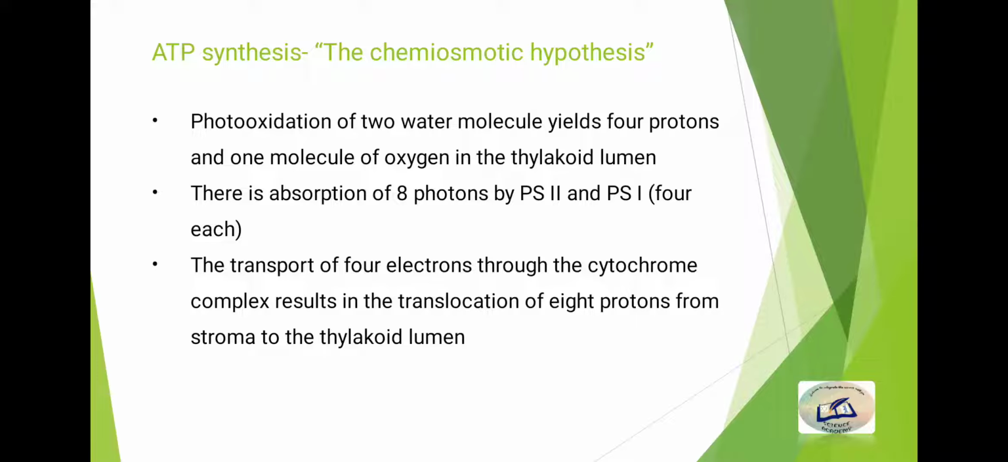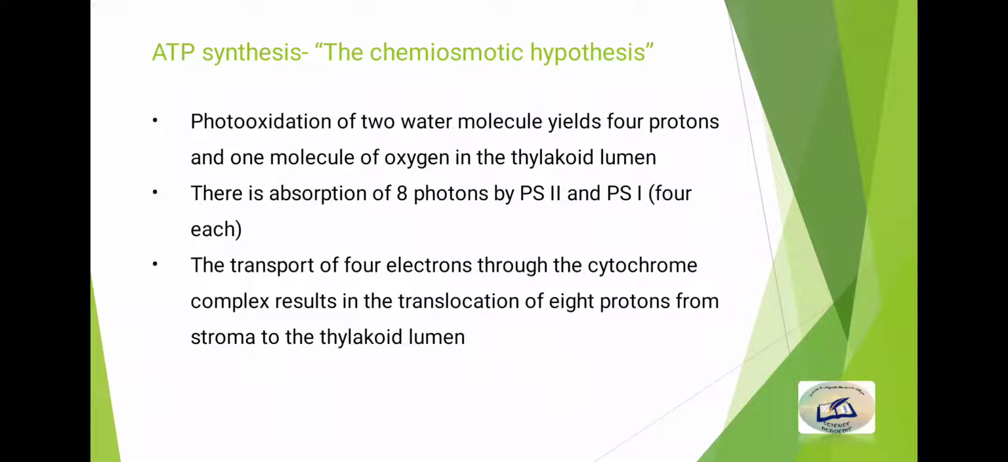Wait for that. So, photooxidation of two water molecules yields 4 protons and 1 molecule of oxygen in the thylakoid lumen. Here we are talking about the non-cyclic process. If you haven't watched that video, this would be really difficult for you. So please go and learn non-cyclic photophosphorylation, which was taught in our class previously, in probably lecture number 4 or 5, and then you can watch this video.